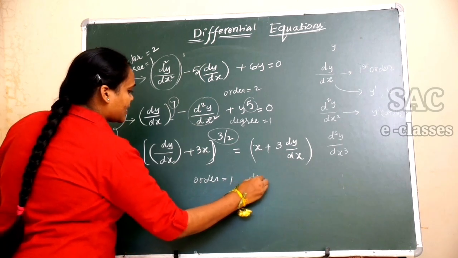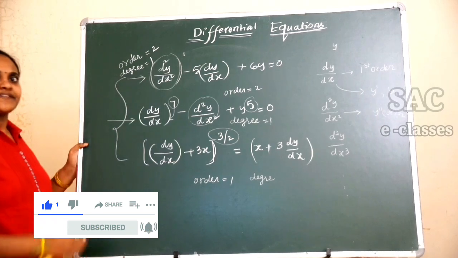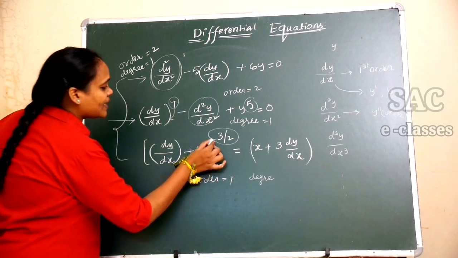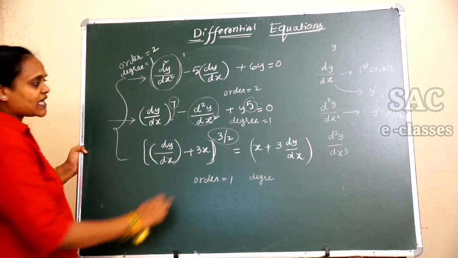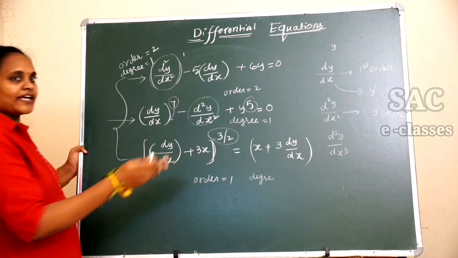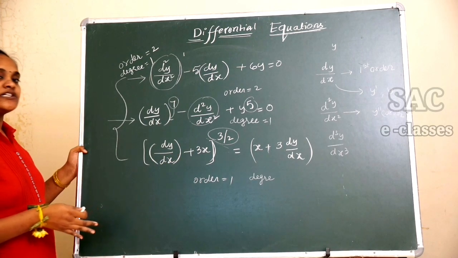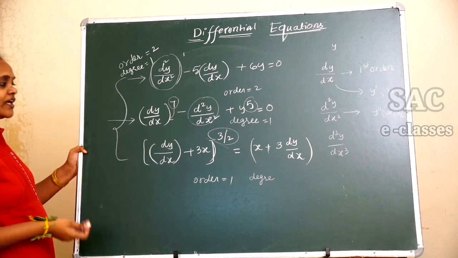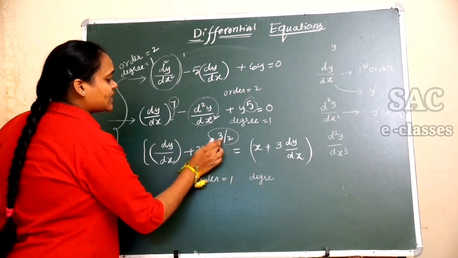And remember one thing, the degree of any differential equation is always obtained or considered only after eliminating the fractional powers. If the powers are like 3 by 2 or minus 5 by 2, we should not consider those as the degrees of the differential equation. So in what way can we eliminate? Here simply the power is 3 by 2.